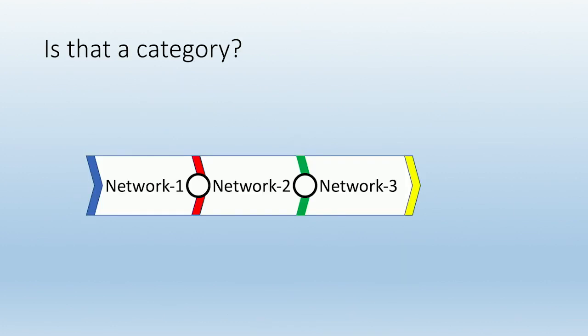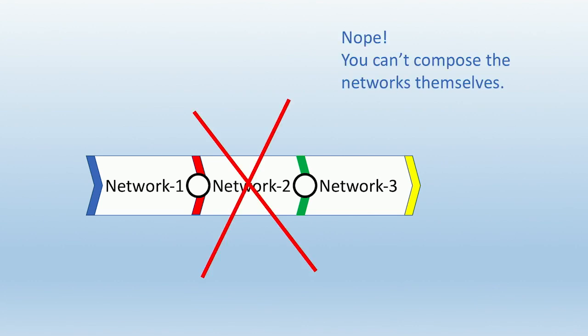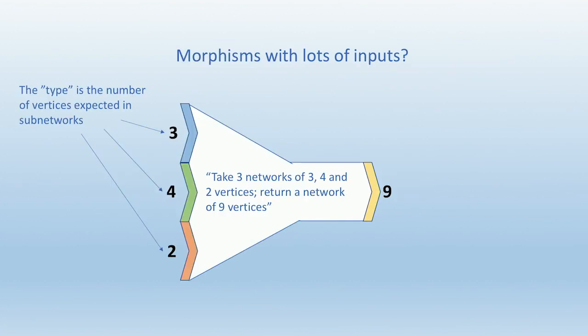Is that a category? It's not a category. It doesn't fit together quite like that. We need another concept. And so what we need is a morphism that has multiple inputs, because the multiple inputs here are those 3 things where you can plug in the networks. We can plug in a network with 3, a network with 4, and a network with 2 vertices. So they're sort of the colors in the morphisms that we had before.